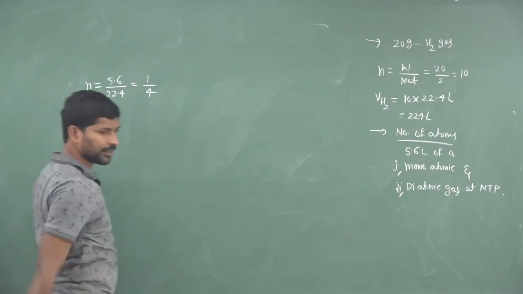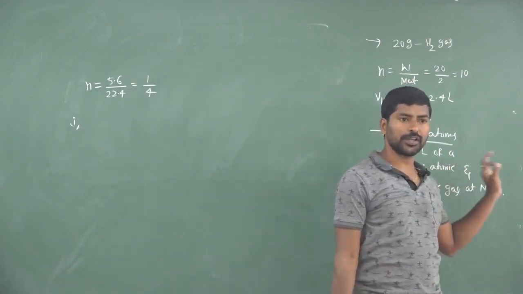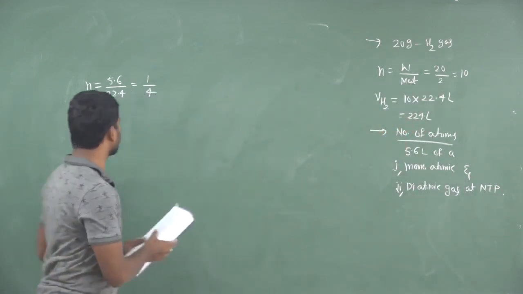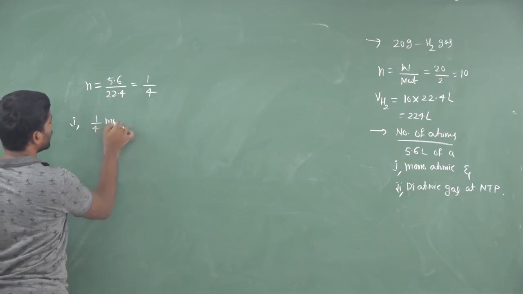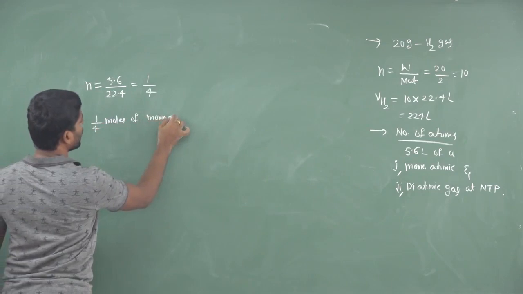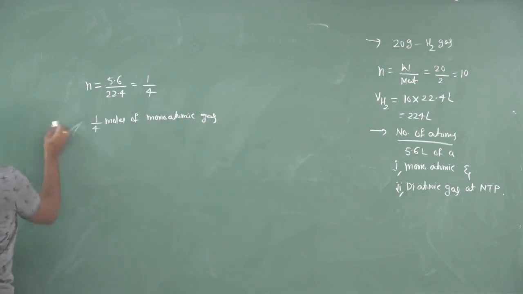In each case 5.6 liters only given. So what about the number of moles of gas? 1 by 4 moles of gas. In the first case we are getting 1 by 4 moles of monoatomic gas. 5.6 liters is nothing but 1 by 4 moles of monoatomic gas.